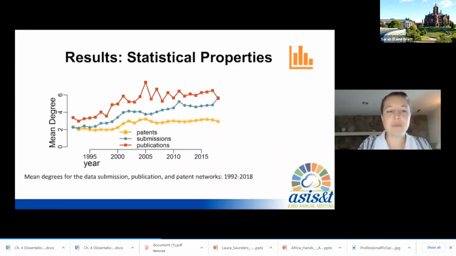We also found some of the mean degrees for the data submission, publication, and patent networks. And so mean degree, again, is within that power law distribution, how many connections do you have to other people? And so here we can see that the mean degree fluctuates, especially within publications, but with data submissions and the patents, it's pretty consistent.